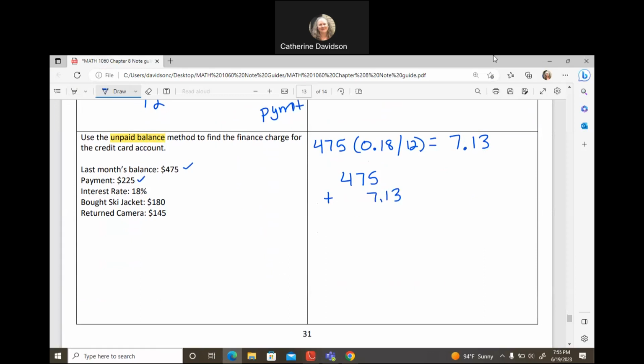Now, if you make a payment on the credit card, what does that do to the balance? It decreases it. If you use the credit card and you buy that ski jacket for $180, what does that do to the balance on the card? It increases the balance. It increases what you owe the credit card company. And then if you return a camera that was bought with this card, they will credit that $145 back to your account. So what would that do to the balance on the card?